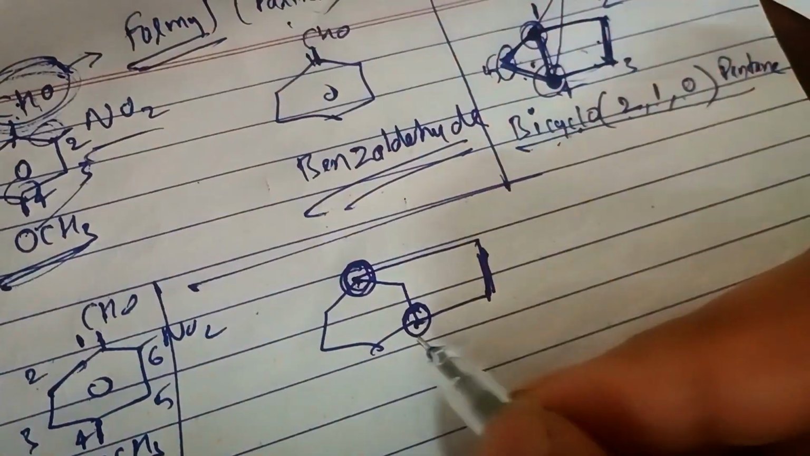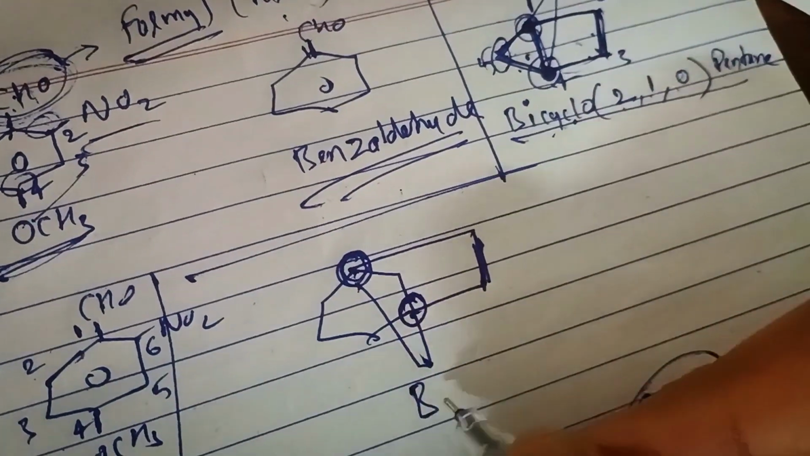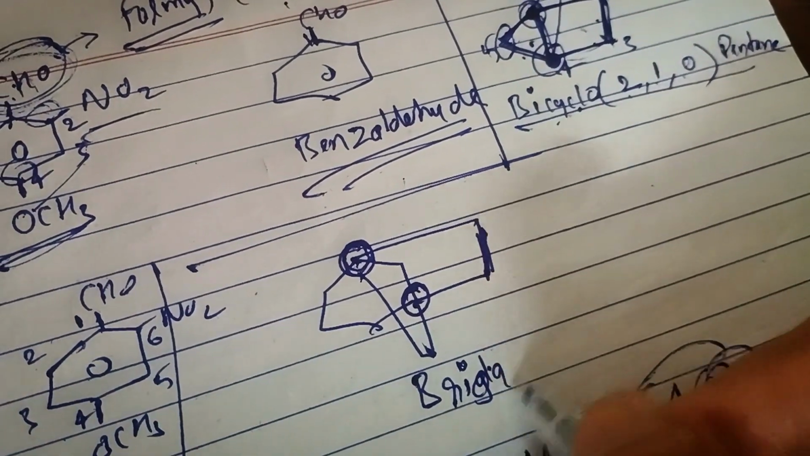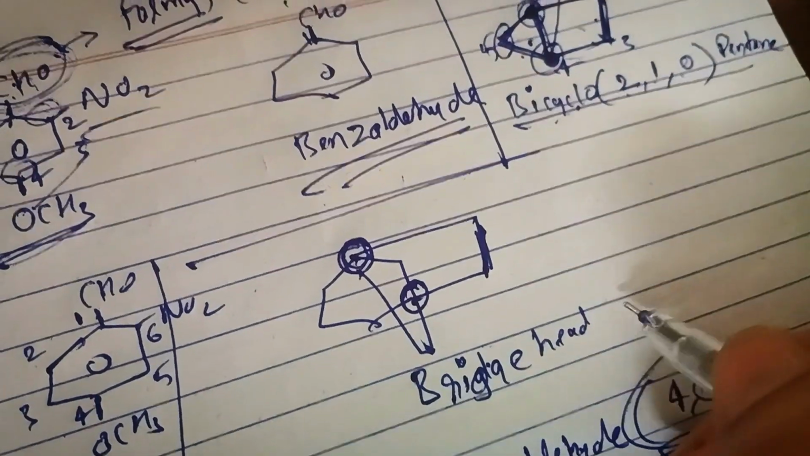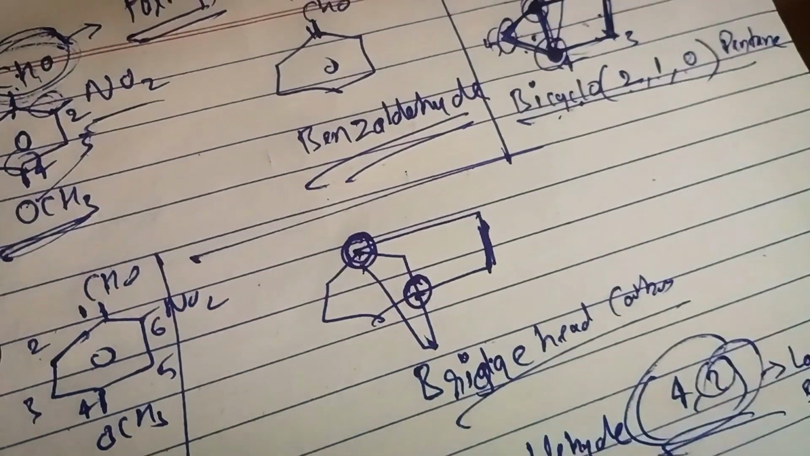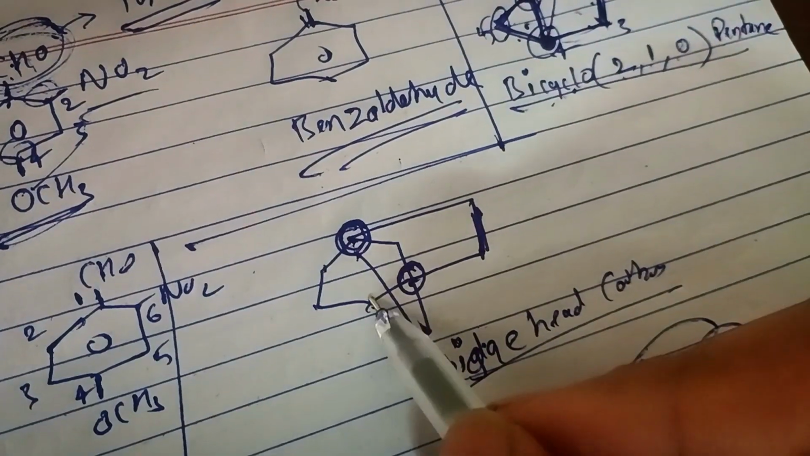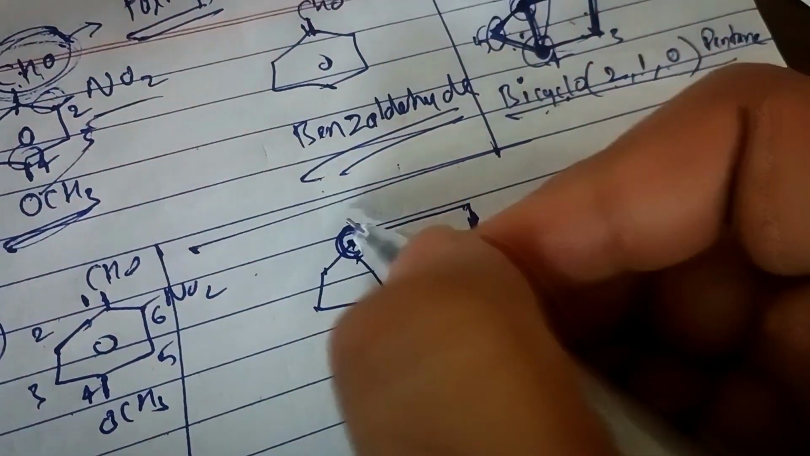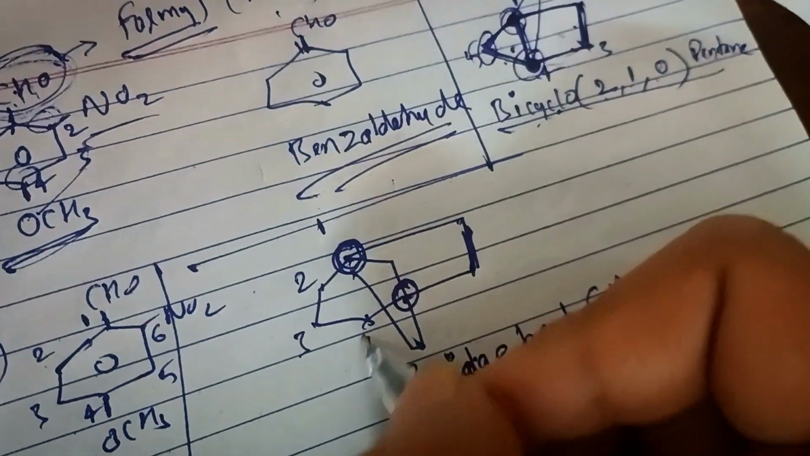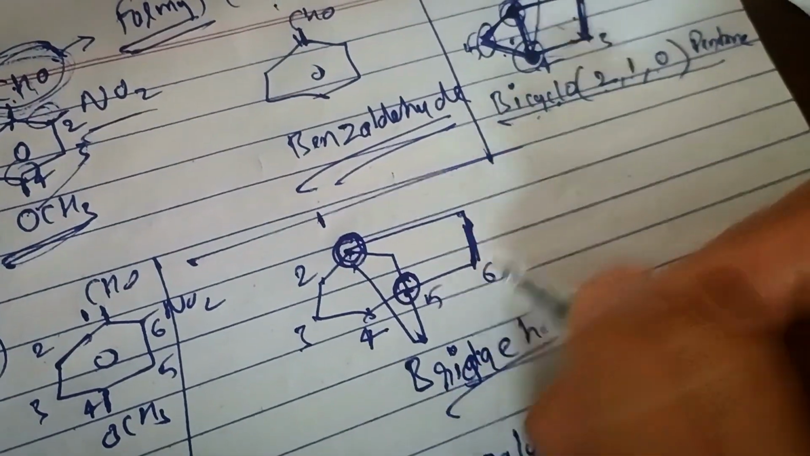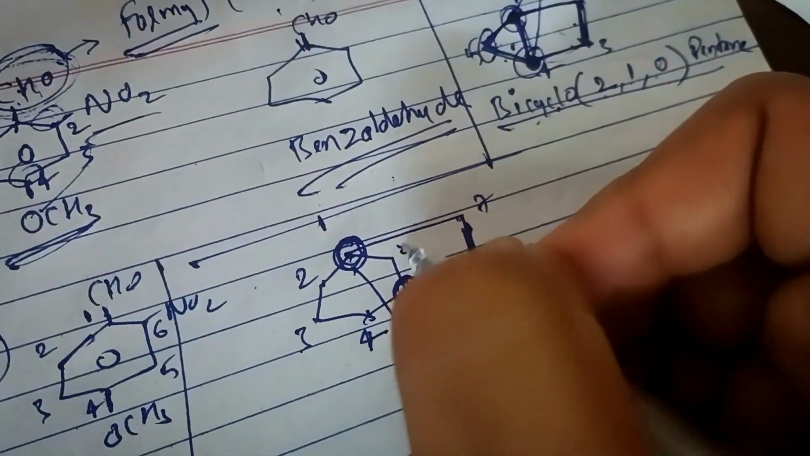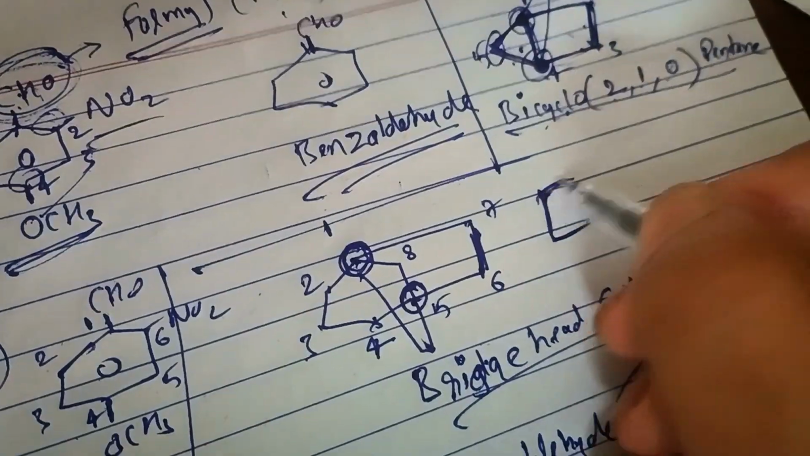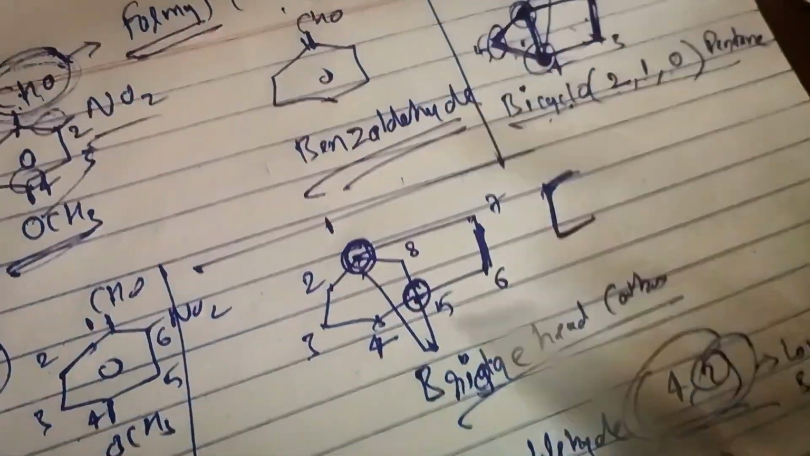We also have to say that these both are bridgehead carbons. Here there are just 3 carbons, and here 1, 2. Hence we have to count from here 1, 2, 3, 4, right? 5, 6, 7, and this one 8. Start numbering from the largest chain or largest branch.